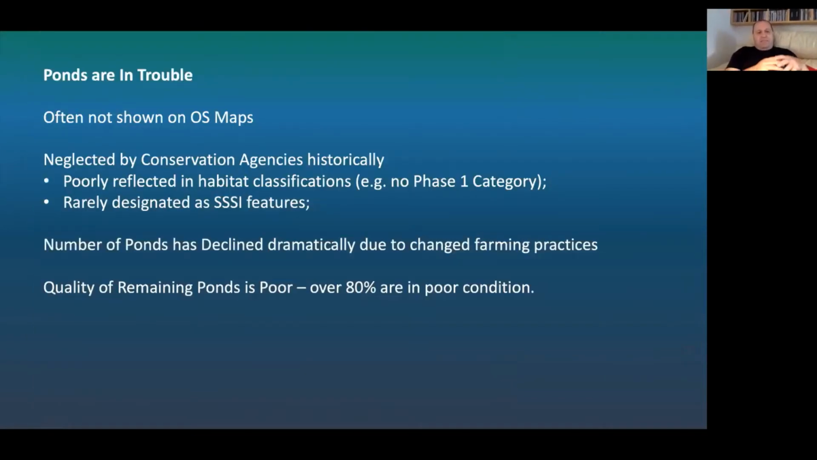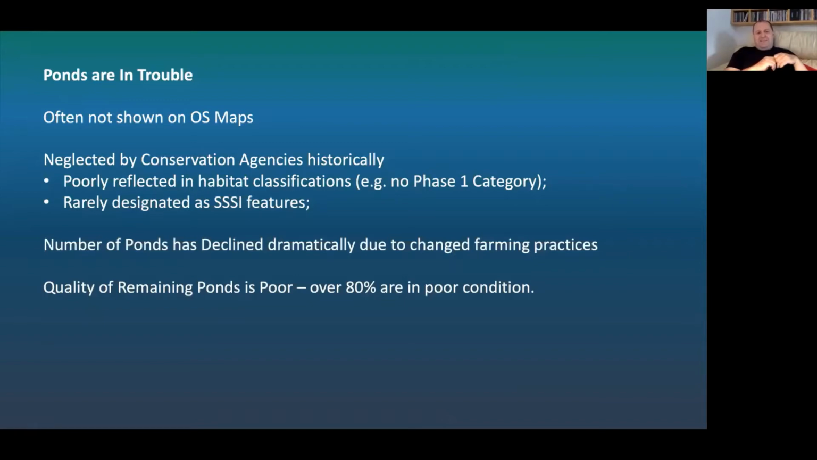However, ponds are in trouble. They're often not shown on OS maps. Historically, they've been rather neglected by the conservation agencies. They're not very well reflected in habitat classifications. There's no specific Phase 1 category for ponds, for example. And they're not usually designated as SSSI features.